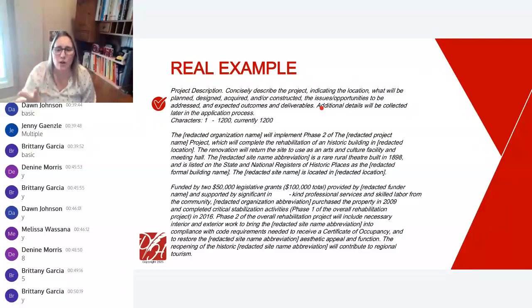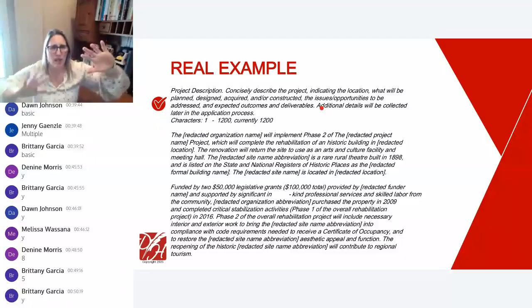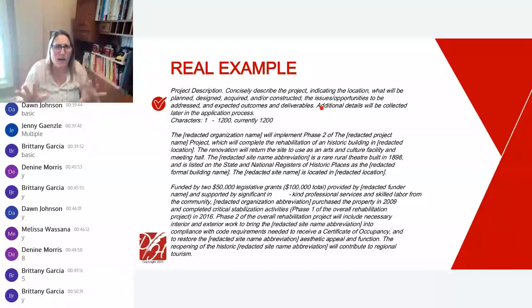So now your clue, additional details will be collected later. Okay, where are those? Because I need to go look at and lay out my 3 or 4 puzzle pieces. I have to think about my project description, which is my theory of change and my logic model. How am I going to break that information across the sections to ensure the best understanding by my reviewer?